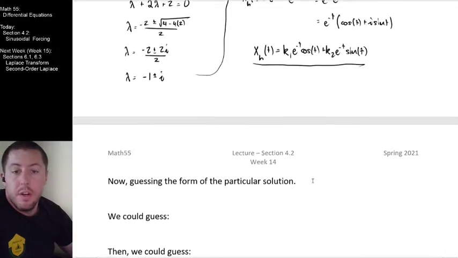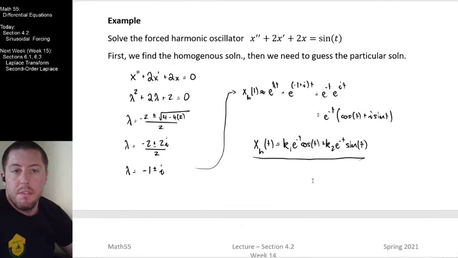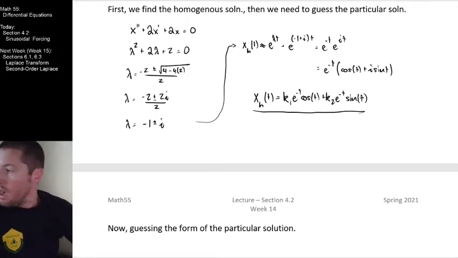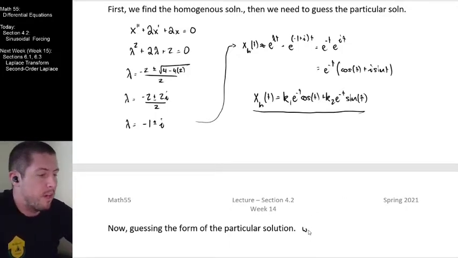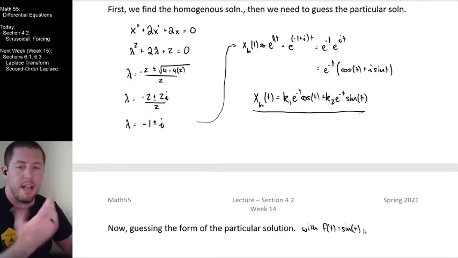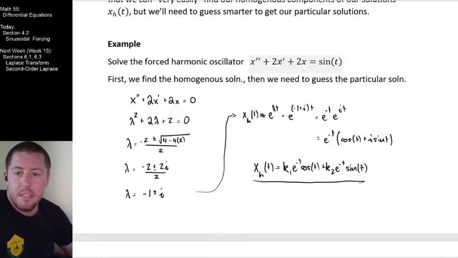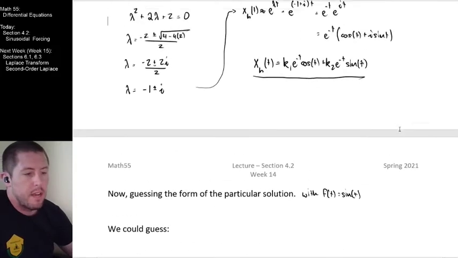So now we want to guess the form of the particular solution x sub p, right? And what we know is that we're doing this with our forcing function f of t being sine of t. So just like in the last video, we want to guess functions that, when we take their 0th, first, and second derivatives, take constant multiples of them and combine them, we're going to get back sine of t.